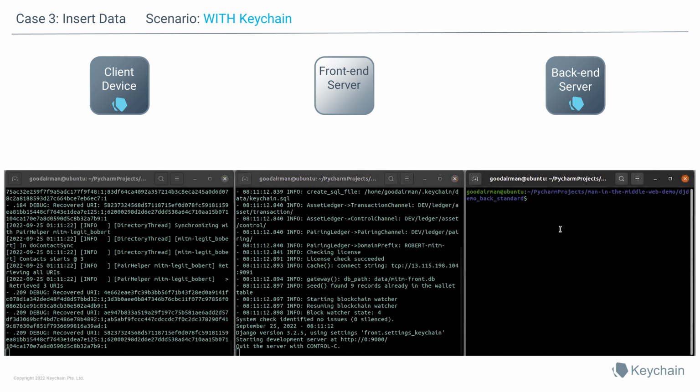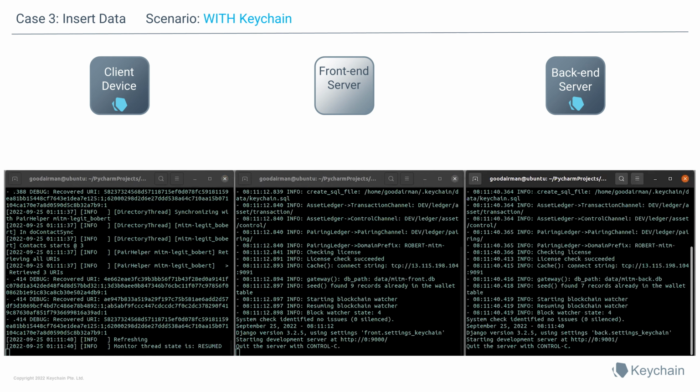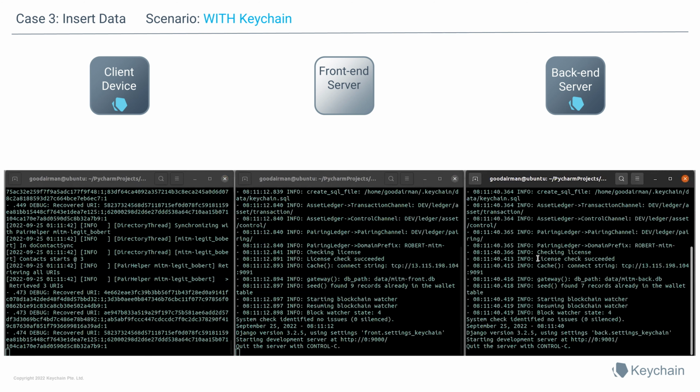And we'll do the same with the backend server. Start that up with Keychain. Again, this needs to be on port 9001, and with the additional parameter of Y, saying yes, we want to run with Keychain. And there you have it again. We're doing our Keychain license check here.